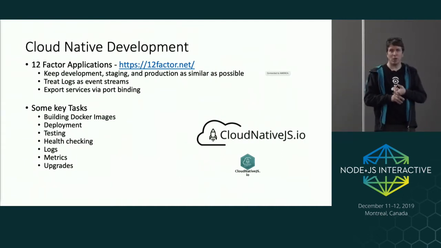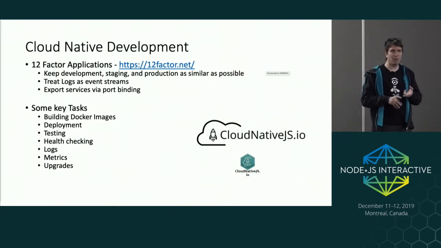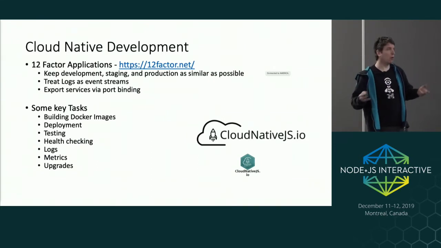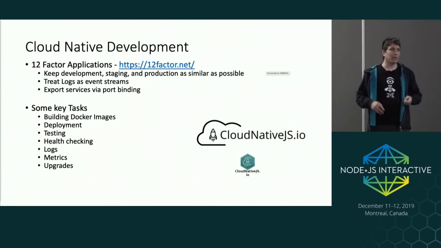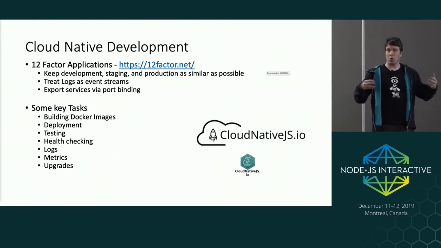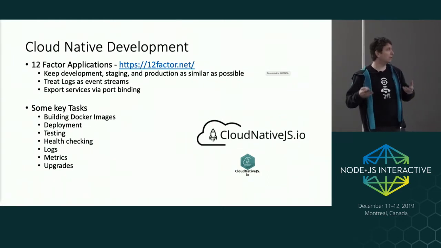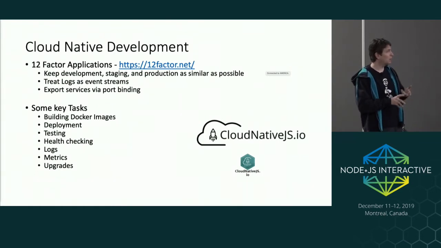So one is, well, I'm going to have to be building Docker images. So what do I need to know about that? I'm then going to have to deploy those Docker images, both for my own testing and in production. I'm going to need to figure out how I'm going to test them in those environments. And Kubernetes brings with it some key qualities of service that you want to do some work on your application to support. So things like health checking, logs, metrics.